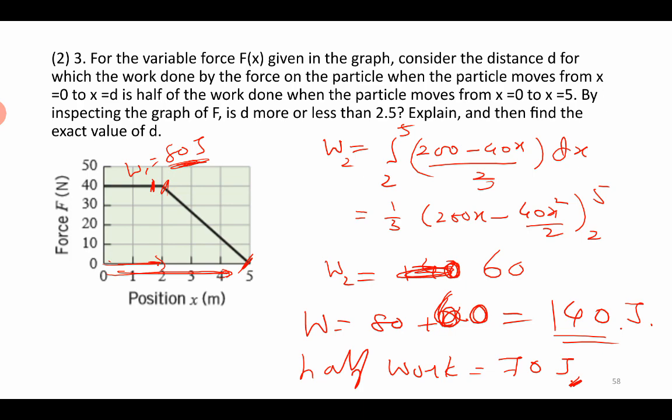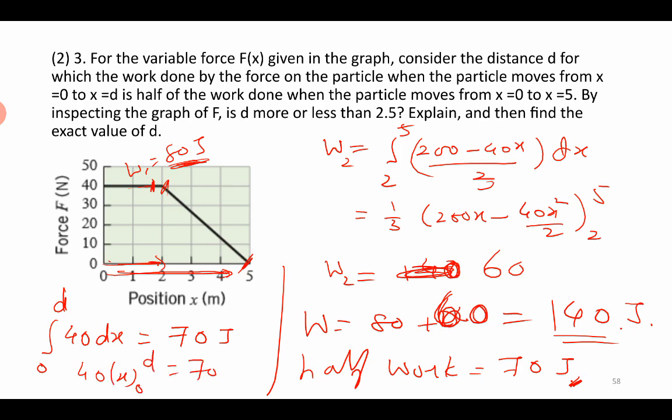So how to find D now? So integral 0 to D. When you reach D, the total work done is 70 joule. D should be here in the first interval, isn't it? It is force into D. So force is constant, 40 and dx. So when you integrate this one, it is 40x from 0 to D is equal to 70.